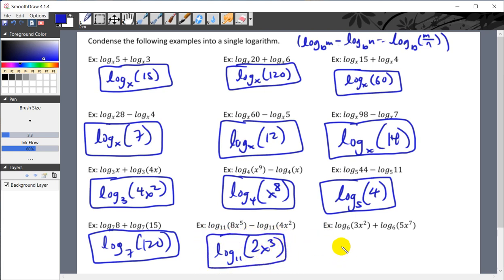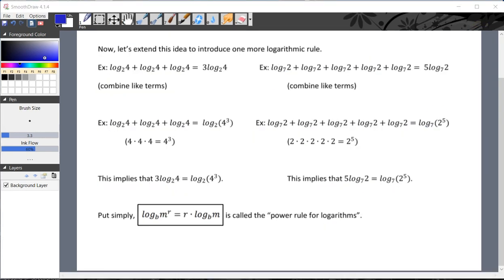Okay, this one is log base 6 of 3x squared multiplied by 5x raised to the 7th. So now we multiply. 3 times 5 is 15. X squared times x raised to the 7th is going to be 15x raised to the 9th. And there we go. So that is the first part. I'm going to show you more examples in a new row after this. I'll see you later.